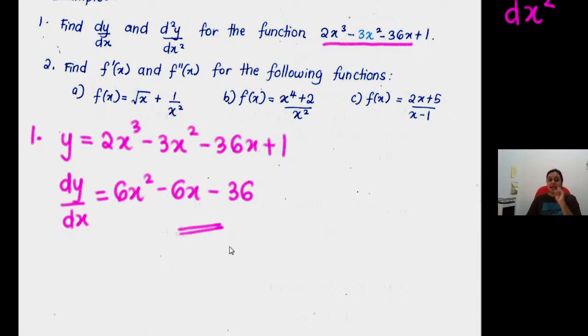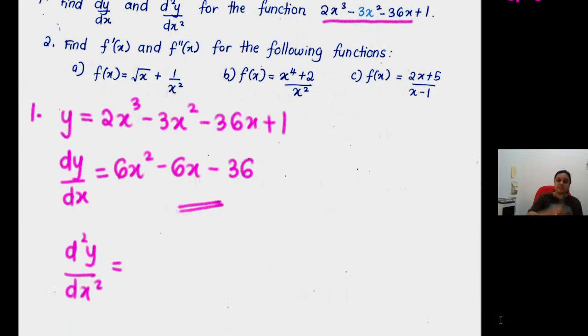But now we are finding d squared y over dx squared. That means you need to differentiate your dy dx. Means you have to do one more time differentiation. So differentiate this, and it will become 12x minus 6. So this is your answer for d squared y over dx squared.